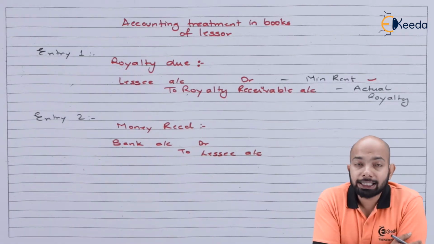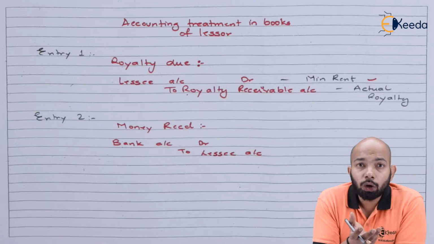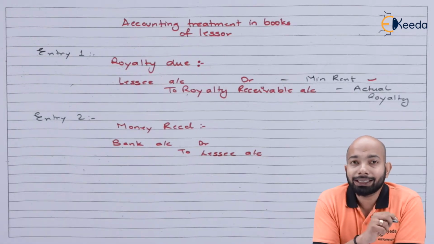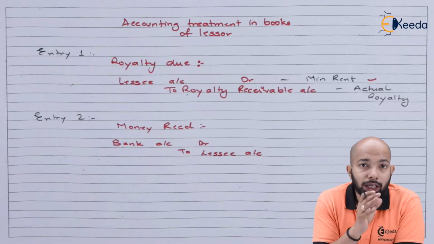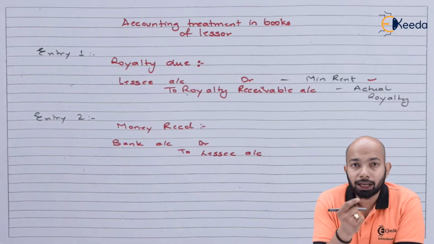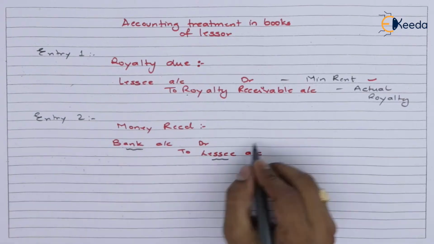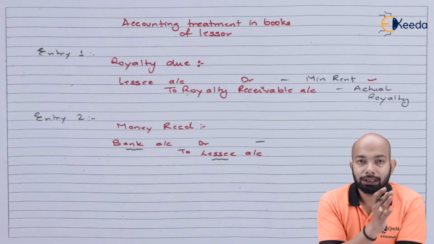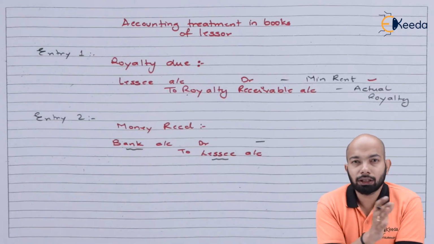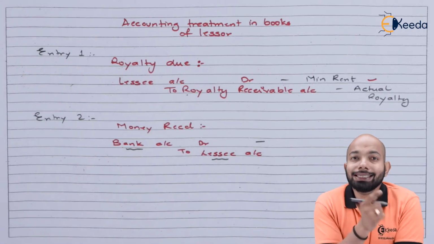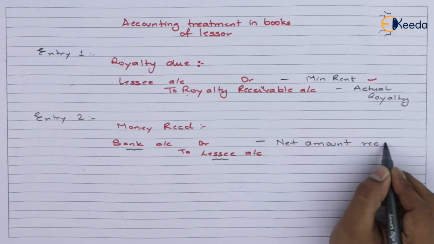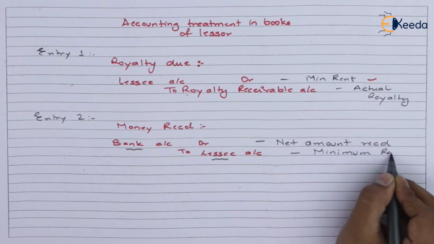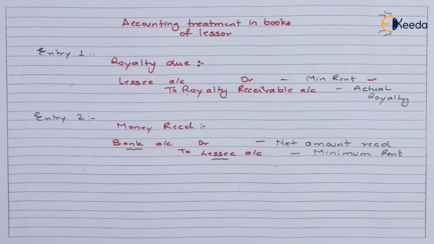So that will be the second entry. The next entry that we are passing is money received. Bank account will be debited by default and lessee account will be credited here, because that was the account that was opened when the due entry was passed. So bank account to lessee account. In front of the bank account, the amount debited is the net amount received. That means whatever shortcomings there were will be mentioned here, and that is the net amount received. The minimum rent is the amount credited here, and the net amount received is the amount debited here. Now let's go on to the next entry.